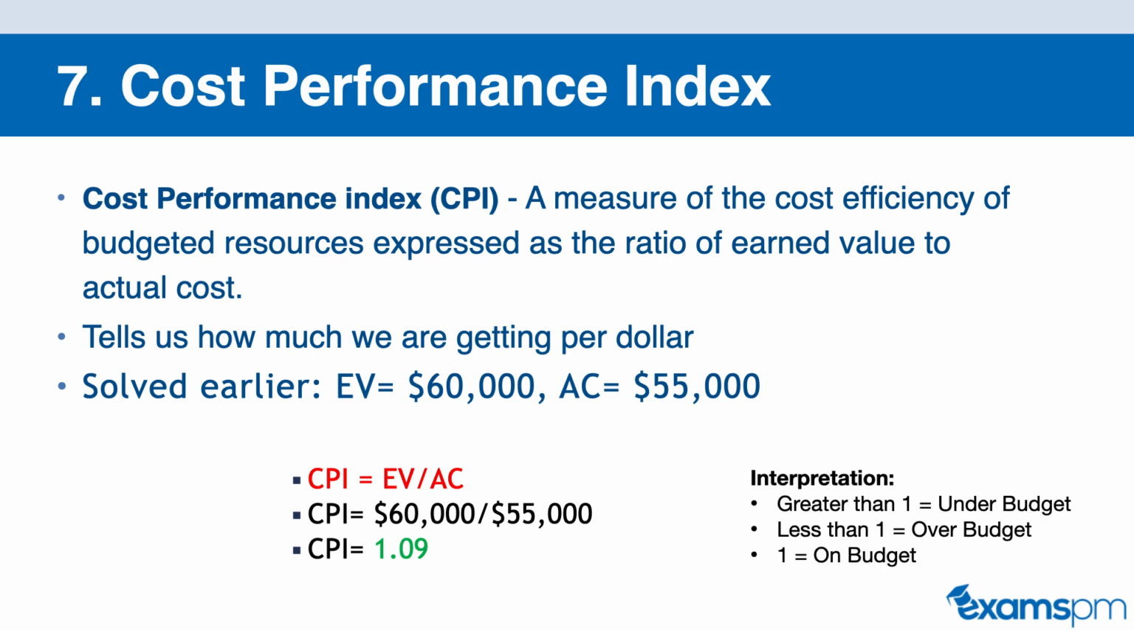So if the CPI is greater than 1, then you are under budget, and this is good. If the CPI is less than 1, this means that you are over your budget, and this is bad. If the CPI is right at 1, then this means that you are on budget and on plan.